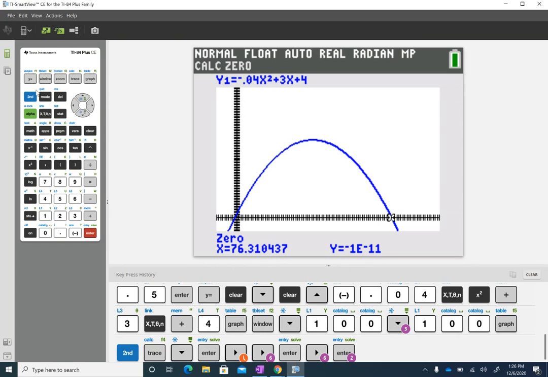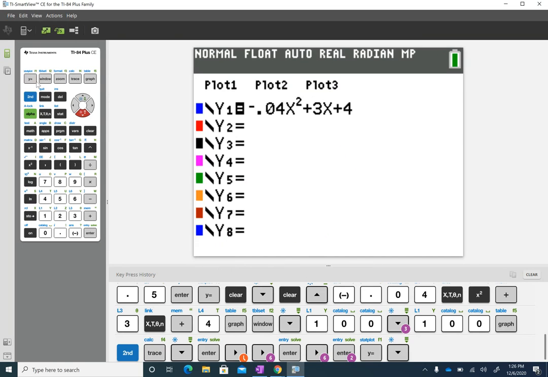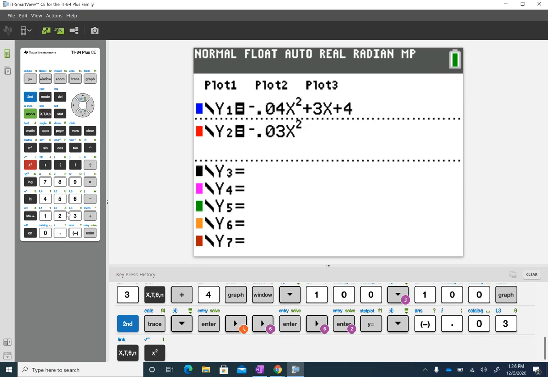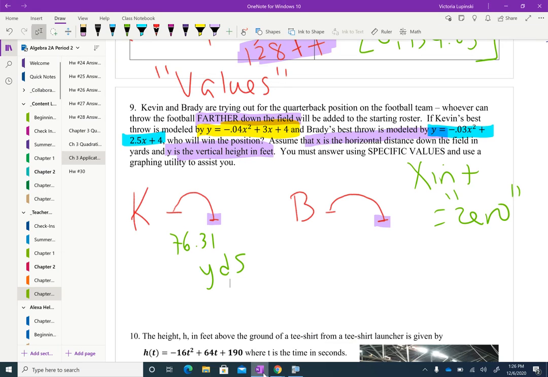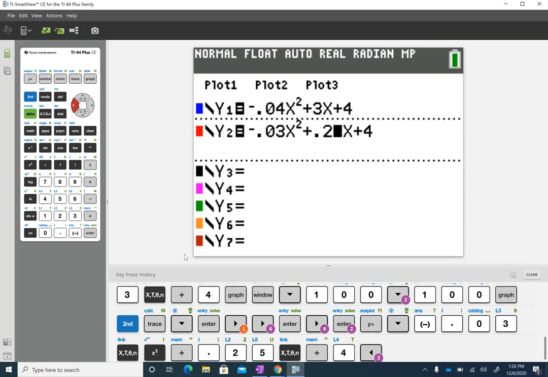As I go back to the graphing calculator and back to the y equals, I can either delete Kevin and then put in Brady, or I can put Brady in y2 and see them both at the same time, which is what I'm going to do here. So for Brady, I'm going to type in negative 0.03x squared plus 0.25x plus 4. I just want to make sure that that's right. No, 2.5. See, got to plug it in right or else disaster. Okay. So now the window should work the same. So I go ahead and graph it.